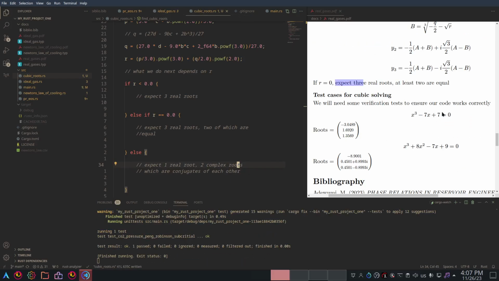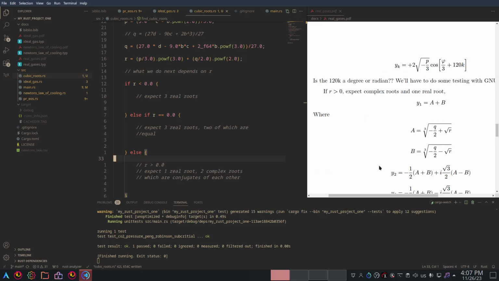So there are multiple cases we can find in each of these cases, right? So we can execute code for each of these cases, which are slightly different. So this is how we can do the if-else statement in Rust. So this is the case where r is more than 0.